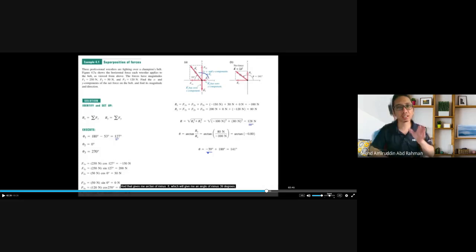Okay, so since x is to the left direction and y is to the north direction, the resulting force will be in quadrant number 2, which is the quadrant of F1. Okay, so theta we obtain as 141. All right, so that's it. That's how to solve the superposition of the forces.